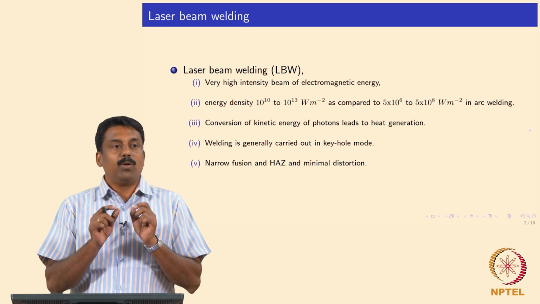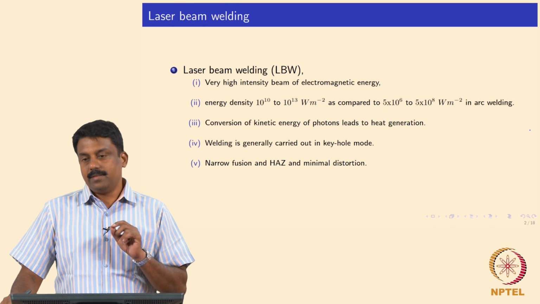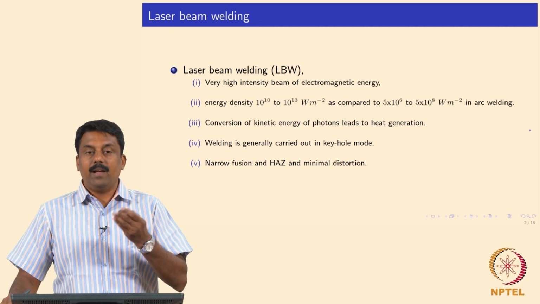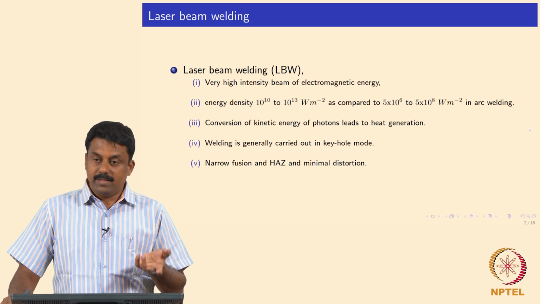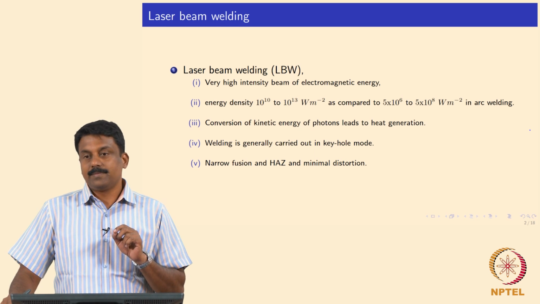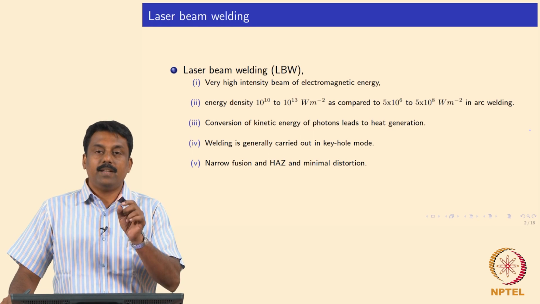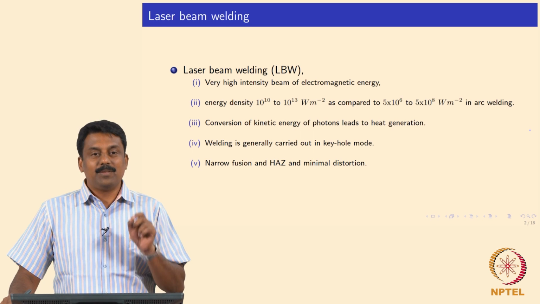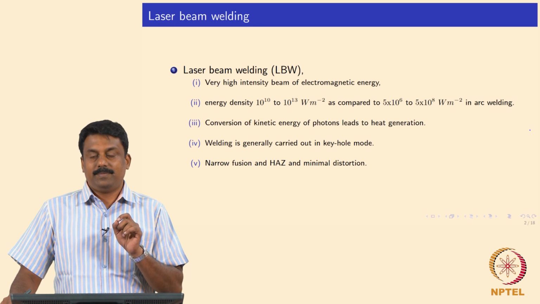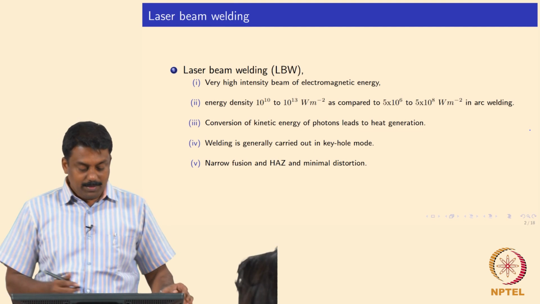Because of the highly collimated coherent beam, we can achieve extremely high energy density in a very narrow region. I have worked on even a 20 kilowatt laser, where the laser spot size was less than a millimeter. That means 20 kilowatts of power is focused on an 800 micron beam. Such a high power can be concentrated onto a very tiny area, so the energy density can be very high.